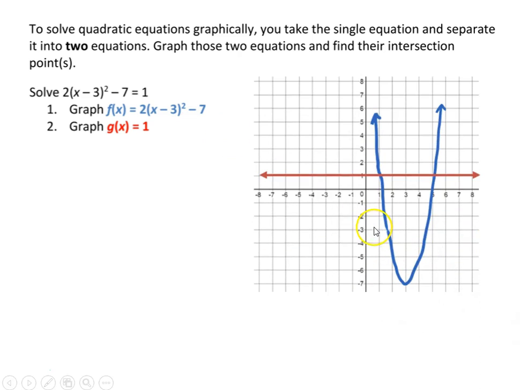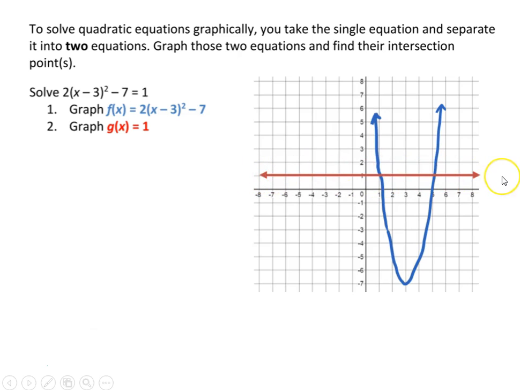So notice our vertex is right down here, 3, negative 7, as we can see in the vertex form. We can plug in 4, and if you plug in 4 into this function, it looks like you get out negative 5. You can plug in 5, and it looks like you get out 1, and then you can reflect those points, and then graph the line g of x equals 1 right here.